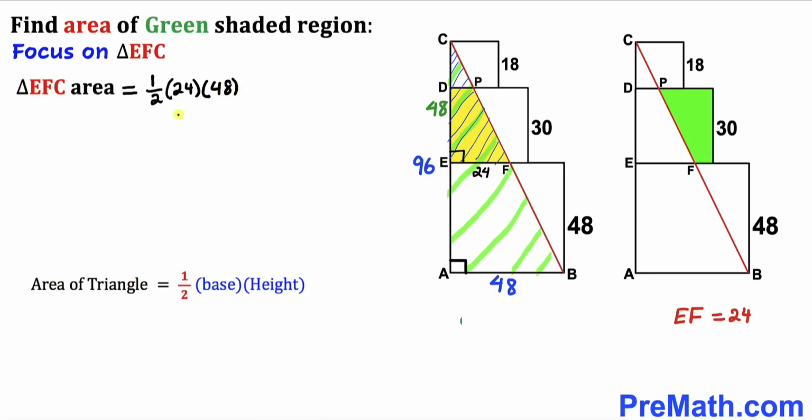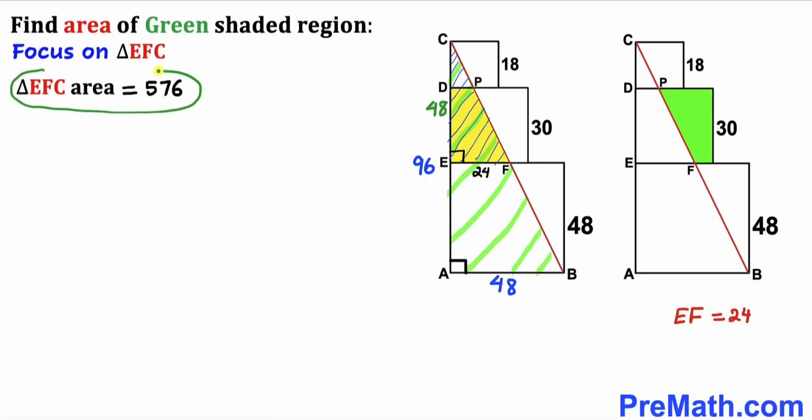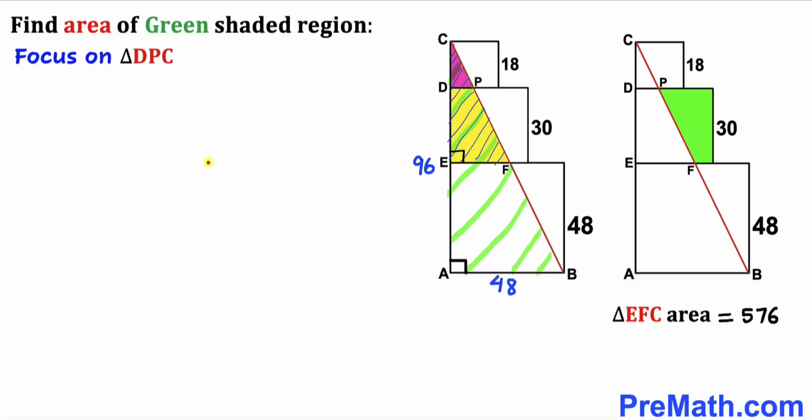And if we simplify the right hand side, this is going to give us 576. So thus the area of this triangle EFC turns out to be 576. And here's our next step. Let's focus on this tiny right triangle DPC now.